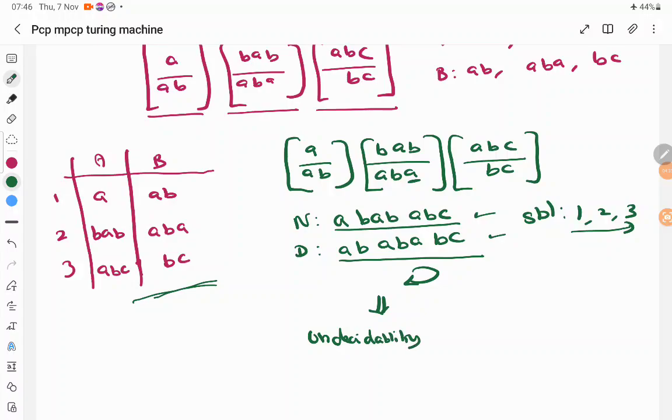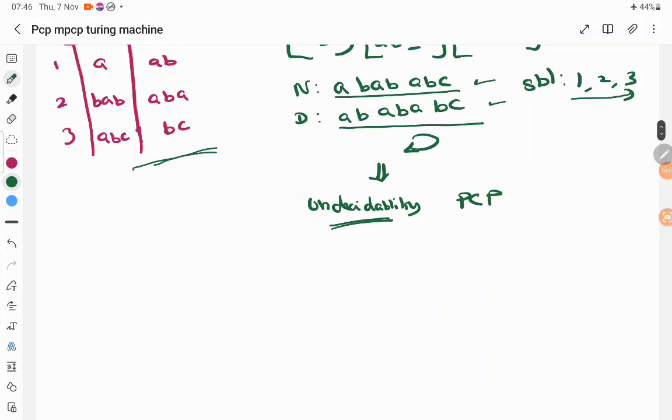So we cannot decide whether the PCP problem will have a solution or not. This problem is called undecidable. We have to prove this, but there is no official procedure to directly take this problem and prove it. To prove that PCP is undecidable, we are using the Turing machine problem.